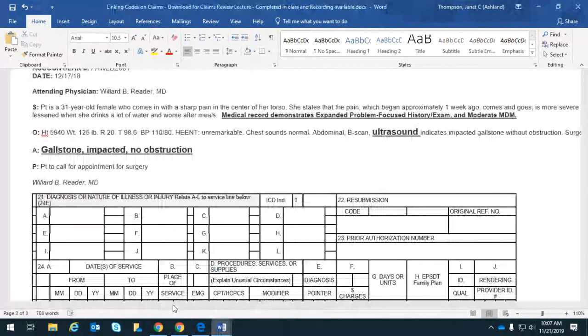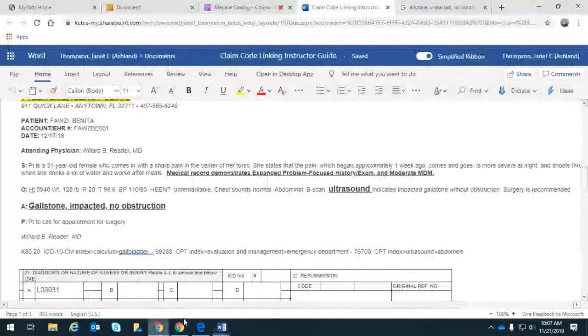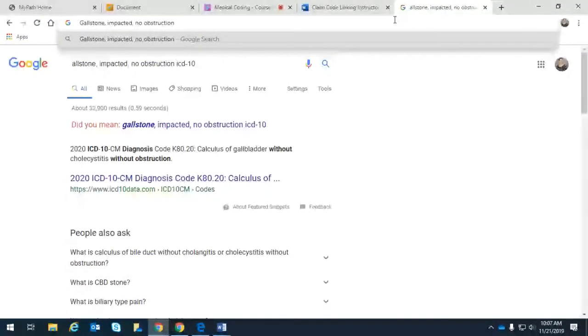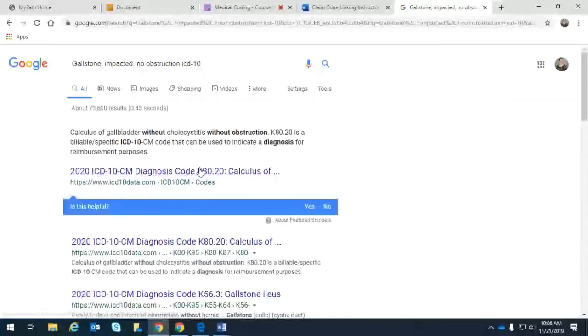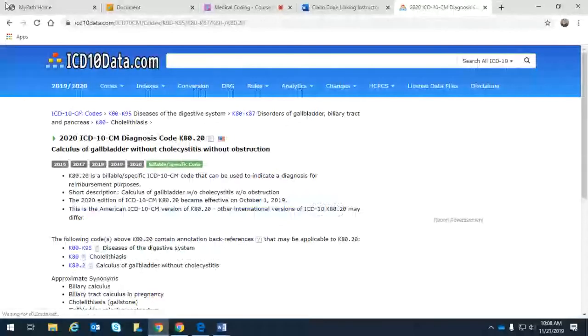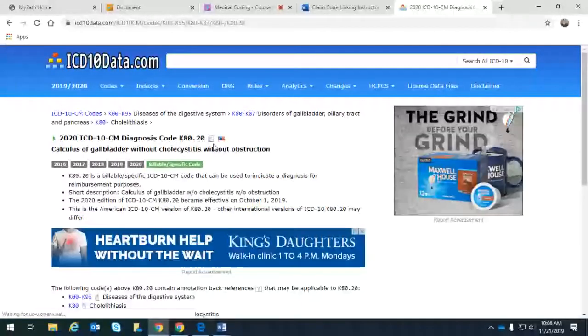And for the diagnoses, I did another quick search on the ICD-10 data website. I highlighted my assessment. I come up here to do a Google search, gallstone impacted, no obstruction, ICD-10. And it does give me the correct answer, K80.20. Of course, I do want you checking these in your book. So that's our one diagnosis, and we've got our two procedures.